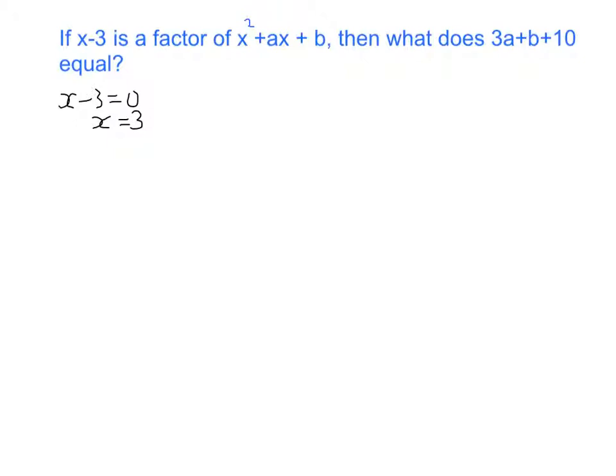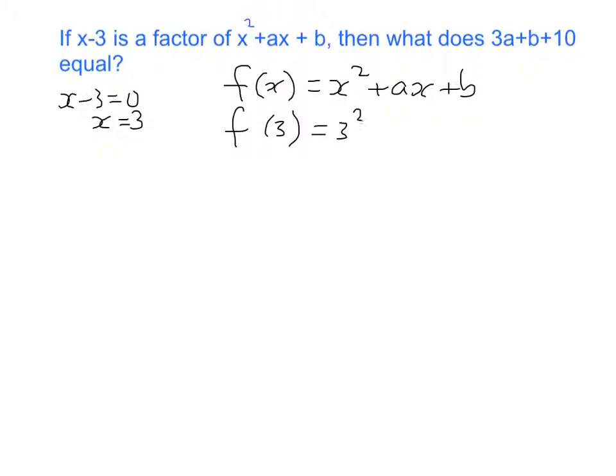So the function that we have here, f of x is equal to x squared plus ax plus b, for a function of 3 will be equal to 3 squared plus a times 3 plus b, which can be simplified down to become 9 plus 3a plus b. Okay, so that's what that's equal to. The question is then asking us, if that's a factor, what does 3a plus b plus 10 equal to?